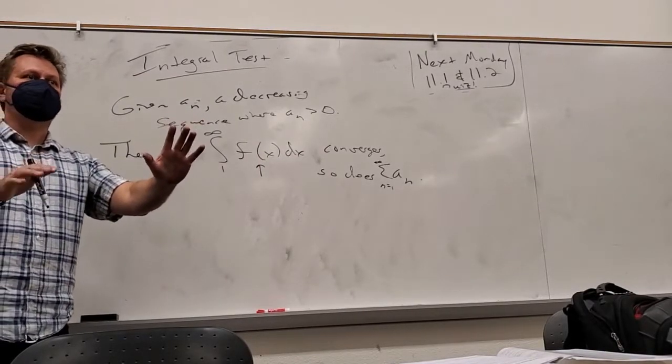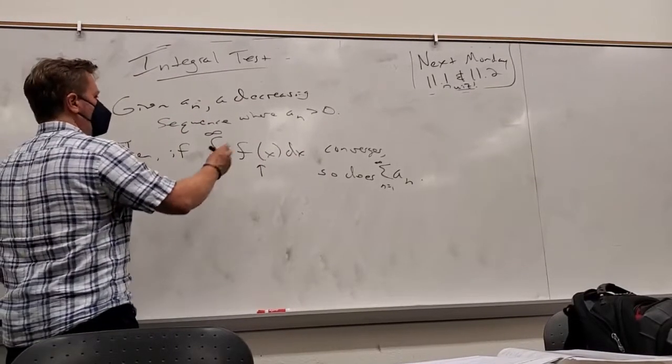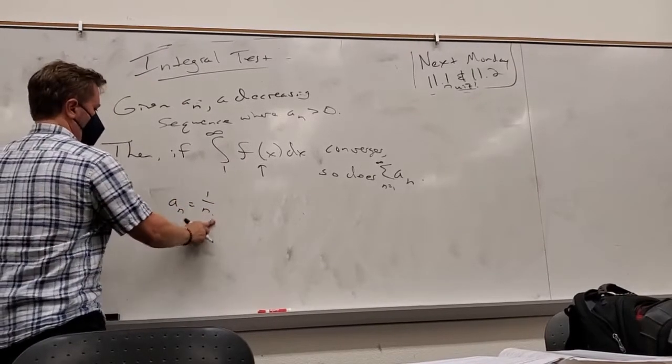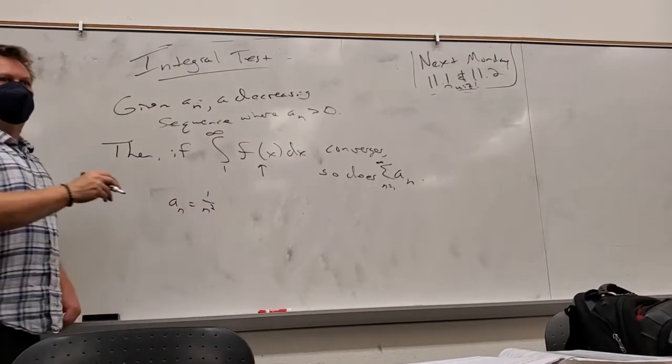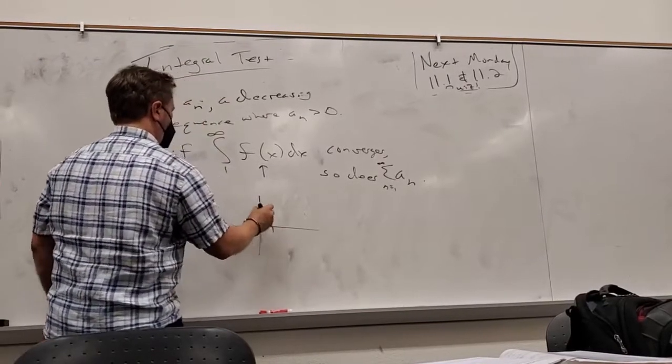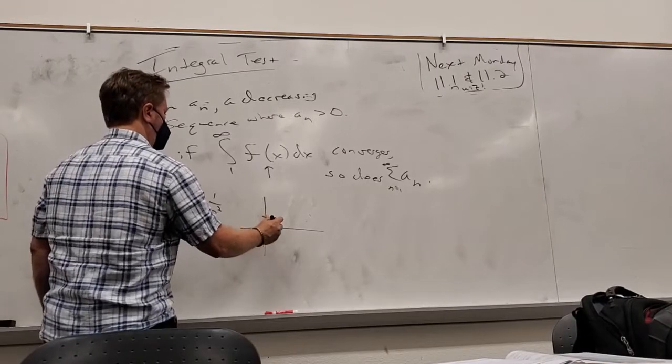I want this to make all the sense in the world. So if a_n is 1 over n squared, give me some elements. What's the first element? 1. Let me put it up here.